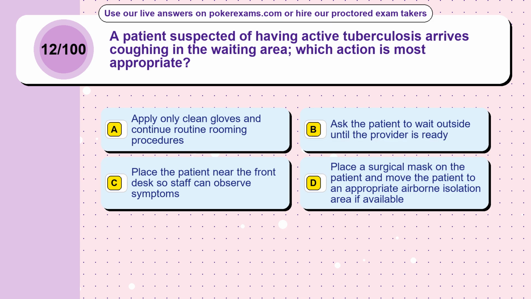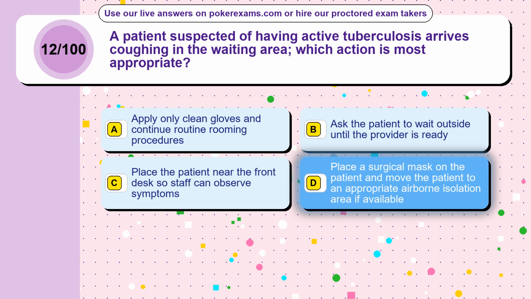Question 12. A patient suspected of having active tuberculosis arrives coughing in the waiting area. Which action is most appropriate? Option A. Apply only clean gloves and continue routine rooming procedures. Option B. Ask the patient to wait outside until the provider is ready. Option C. Place the patient near the front desk so staff can observe symptoms. Option D. Place a surgical mask on the patient and move the patient to an appropriate airborne isolation area if available. The correct answer is option D.